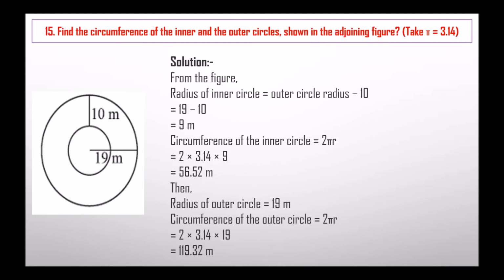Circumference of inner circle equals 2 pi r. So 2 into 3.14 into 9, that is 56.52 meter. Hence radius of outer circle equals 19 meter. Circumference of outer circle equals 2 pi r, that is 2 into 3.14 into 19, that is 119.32 meter.